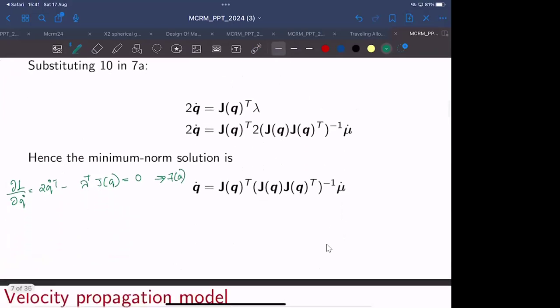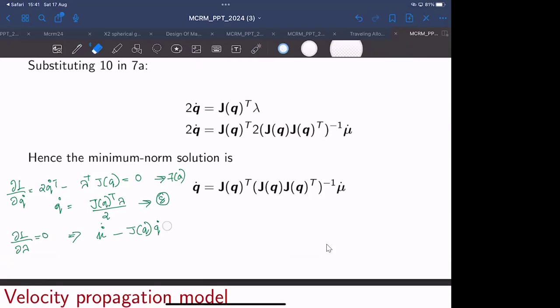I'll label this as equation 7a. And from here, how do I solve for Q dot? Q dot would be J of Q transpose lambda by 2. I label this as equation 8. And dou L by dou lambda equal to 0, that was nothing but mu dot minus J of Q Q dot, will be equal to 0. And I label this as equation 9.